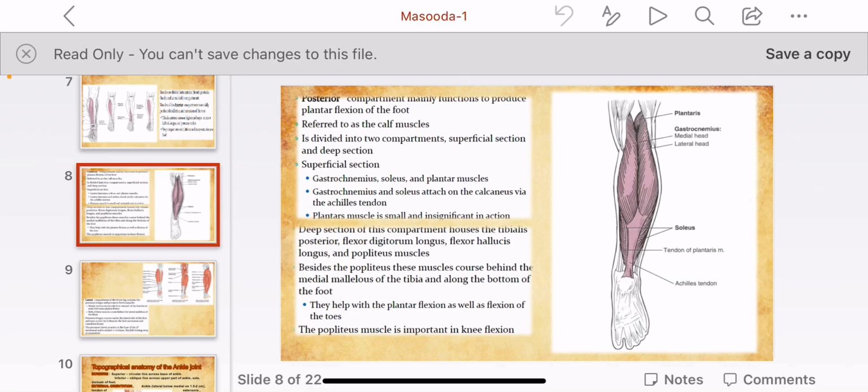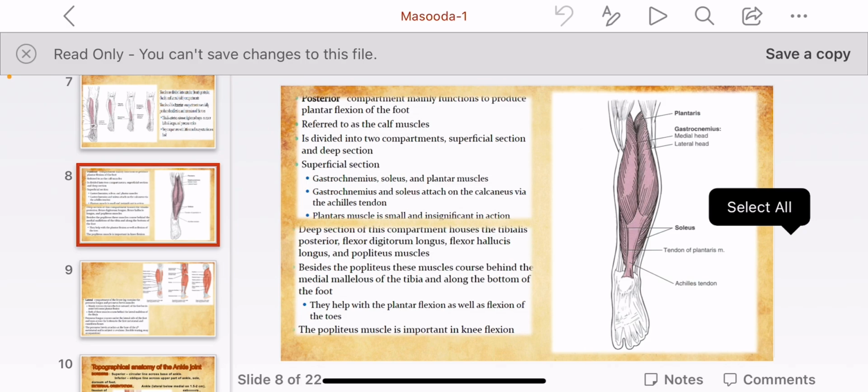The posterior compartment mainly functions to produce plantar flexion of the foot. Referred to as the calf muscles, it is divided into two sections, superficial and deep. First, the superficial section: gastrocnemius, soleus, and plantaris muscles. Gastrocnemius and soleus attach on the calcaneus via the Achilles tendon. The plantaris muscle is small and insignificant in action.